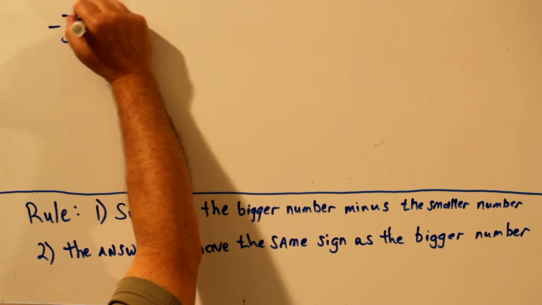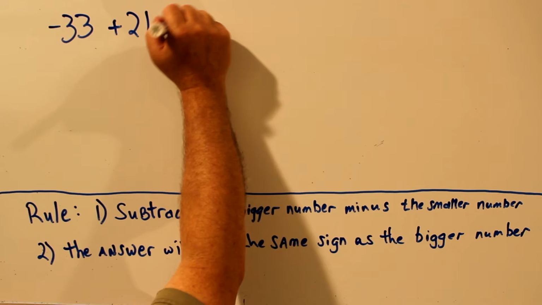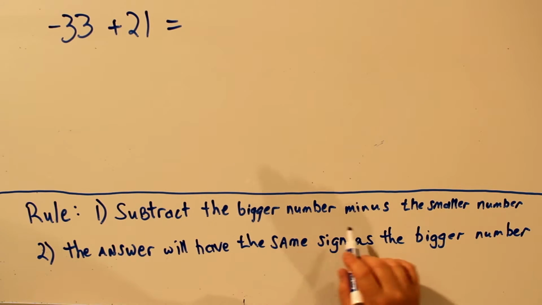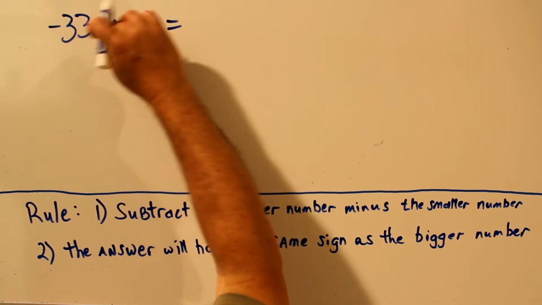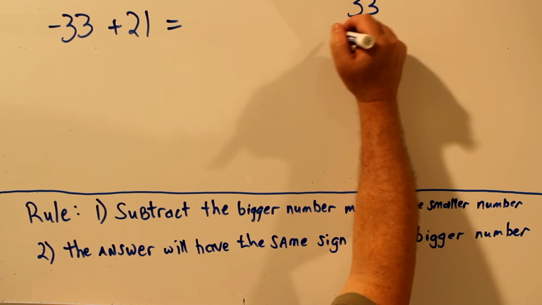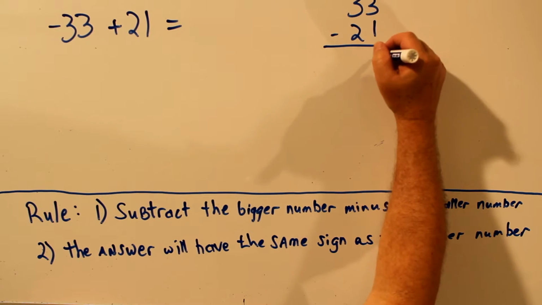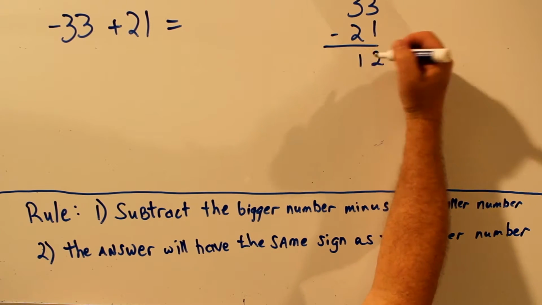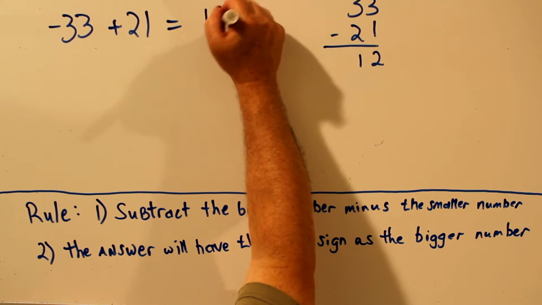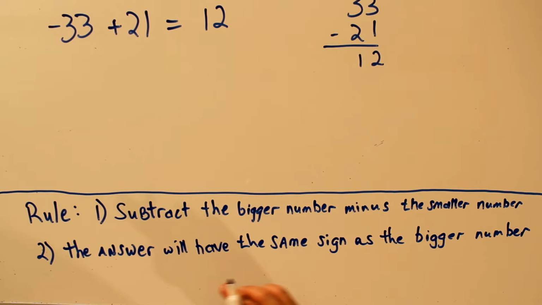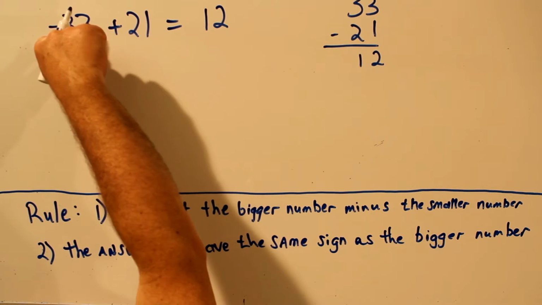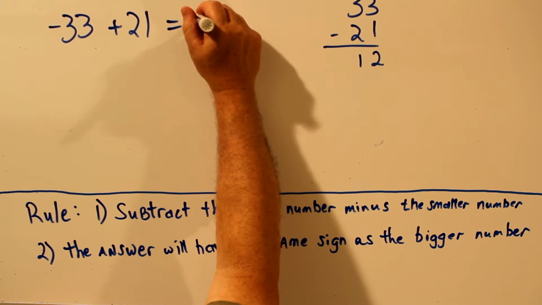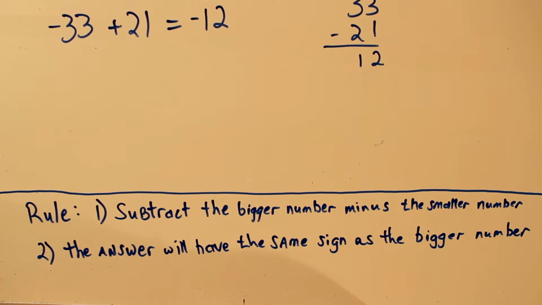Let's try some bigger numbers. Minus 33 plus 21. And we'll use our rule. Subtract the bigger number minus the smaller number. 33 is bigger than 21. 33 minus 21. 3 minus 1 is 2. 3 minus 2, 1. The answer is 12. Write it down. And the second rule, the answer will have the same sign as the bigger number. 33 is bigger, the sign is negative, so the answer will have a negative sign. Negative 12 is the answer.